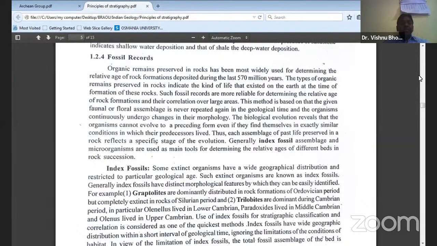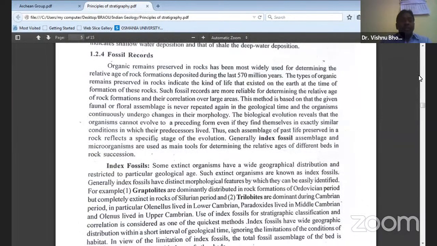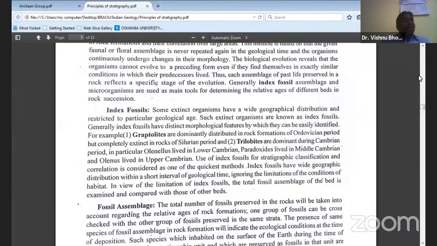And some index fossils. Index fossils are actually extinct organisms. They have wide geographical distribution but are restricted to a particular time, and they tell the particular time of that formation. The best example for this: graptolites are very dominantly distributed in rock formations of the Ordovician period, but they were completely extinct in the rocks of the Silurian period.